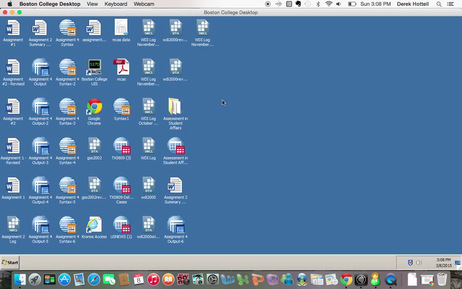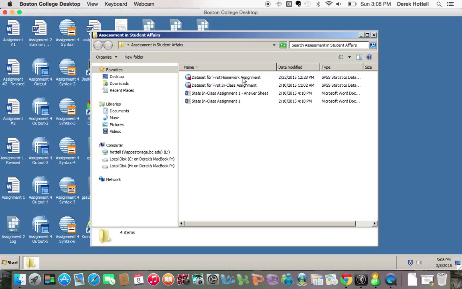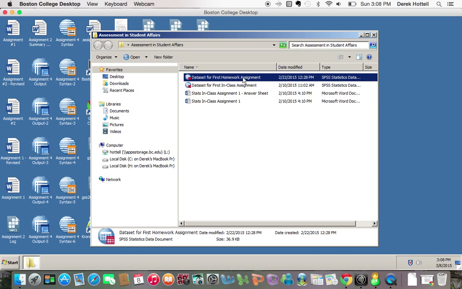I have already saved those data sets onto my desktop, so I'm just going to access them from there. For the purpose of this tutorial, I'm going to work with the data set that you used for your homework assignments. Since it's on my desktop, I just have to double click it, and that'll open the data set for me.